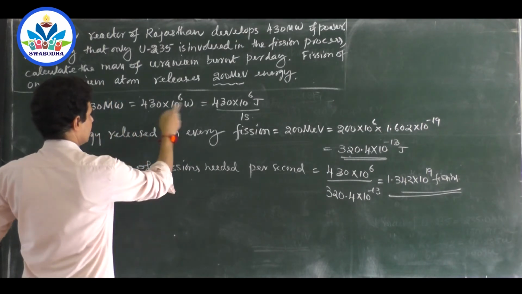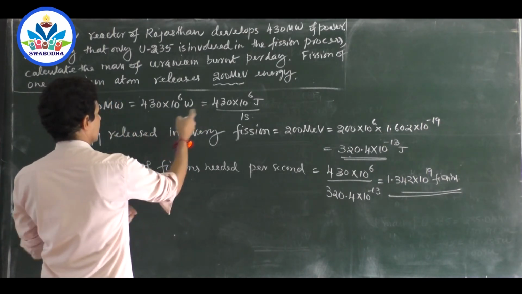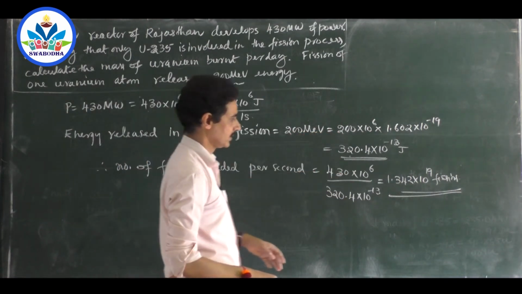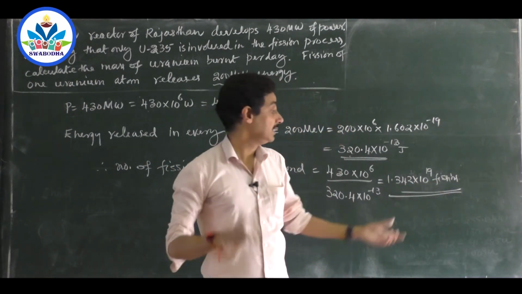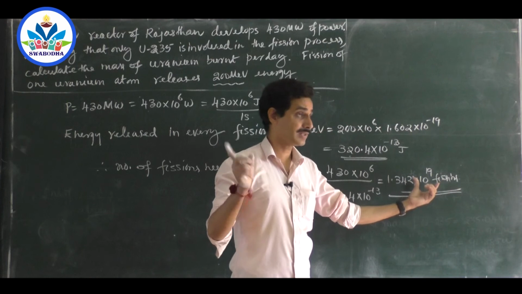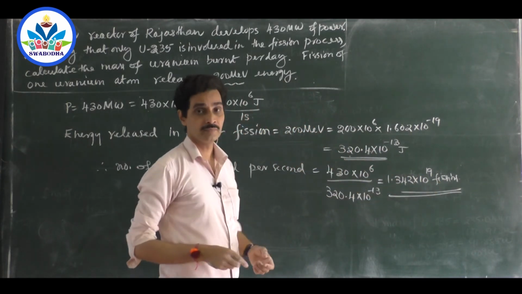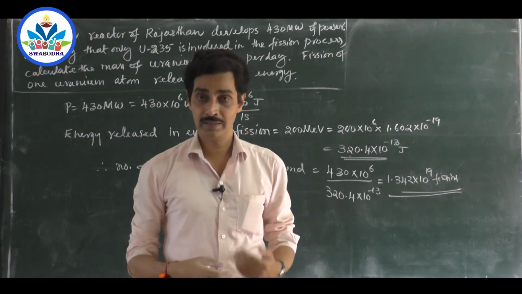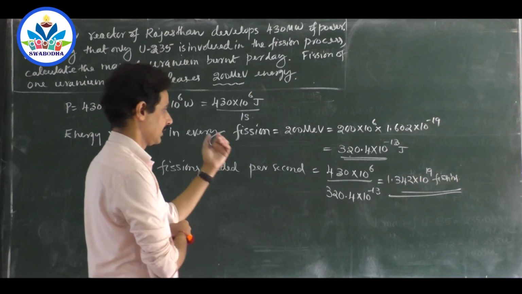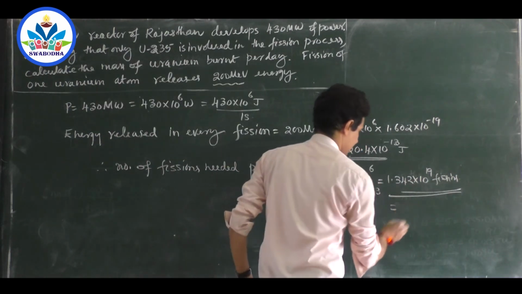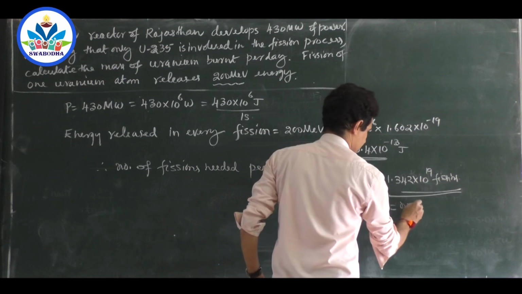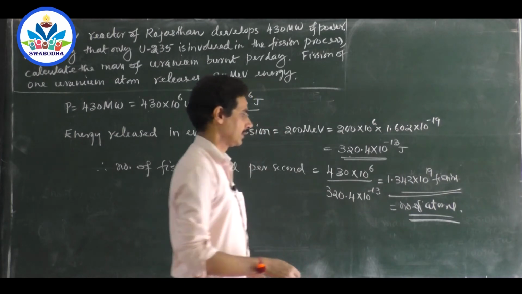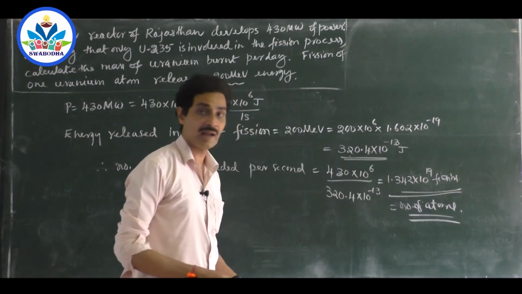Where did we do that? We converted 430 million electron volt, megawatt, and we have converted 200 million electron volt to joules, and we have found out the number of fissions. So many fissions have to occur in 1 second. If so many fissions occur in 1 second, you get this much of energy per second. But if so many fissions have to occur, then so many atoms must be available in the material. So how many atoms are available? This much itself is equal to the number of atoms. 1.342 into 10 to the power 19 atoms must be available.